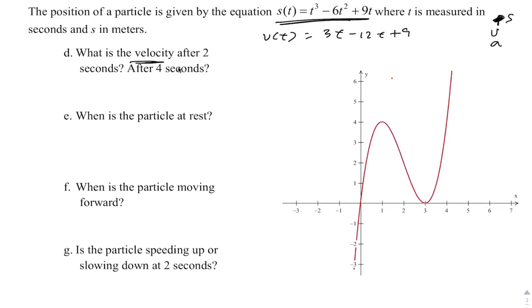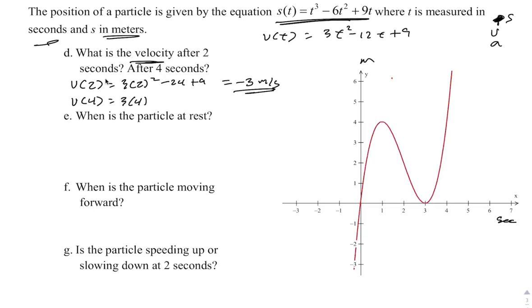So let's find the velocity at 2 seconds. V of 2, just plug that in. So I'm going to get 12 minus 24, negative 12 plus 9 is negative 3. We're in meters per second. I should always write this down. Seconds and meters. So meters per second. So that's my velocity at 2. Velocity at 4, and you plug that in. You get 9 meters per second.